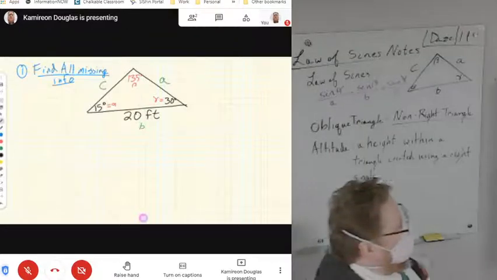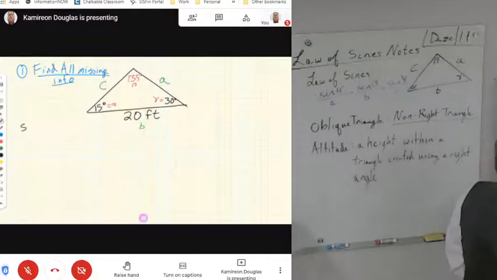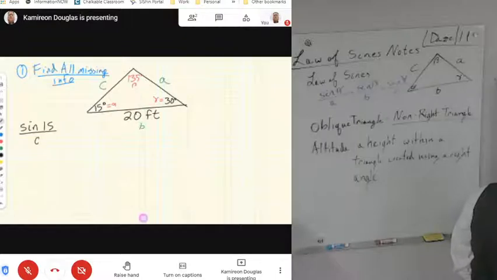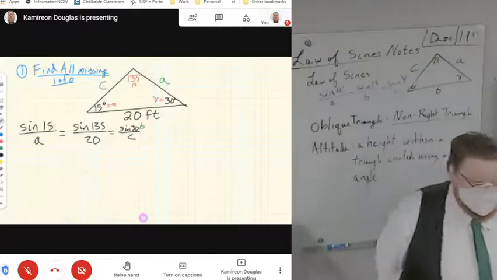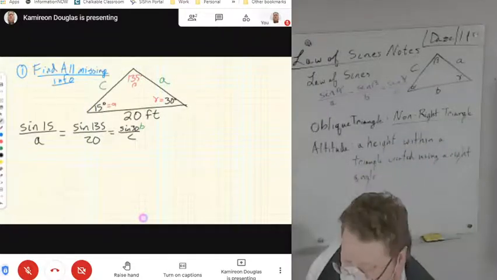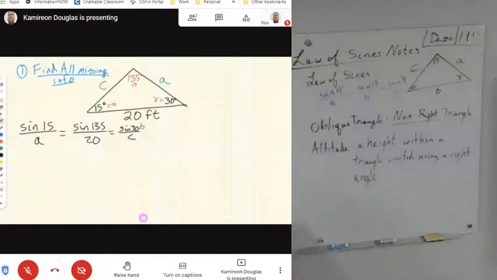So, there are three fractions for the law of sines. I have sine of alpha, so sine of 15 over A. I have sine of beta, so sine of 135 over B, which is 20. I have sine of 30 over C. I get these three fractions when I do this problem. I can only use two at a time. So I want to choose two where one of them is known and one of them contains an unknown.